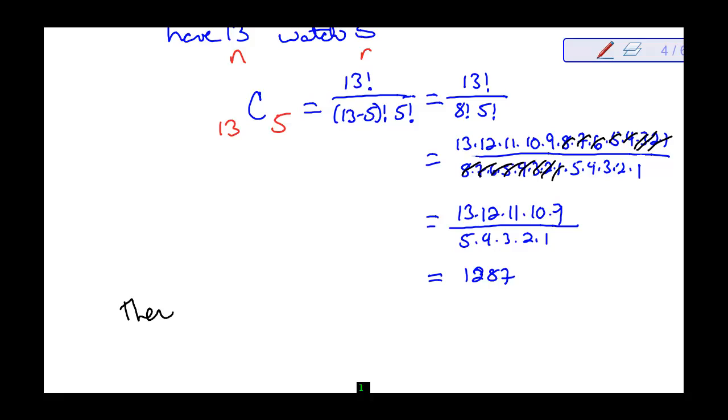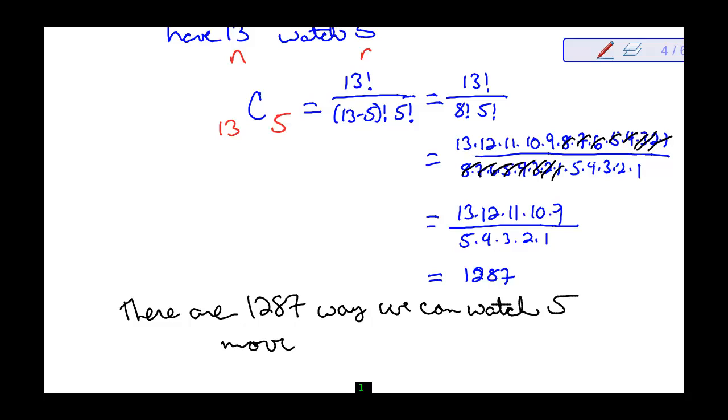So there are 1,287 ways we can watch 5 movies. Okay? You have to be able to pick out whether it's going to be a combination or a permutation, and that's going to be your biggest key.